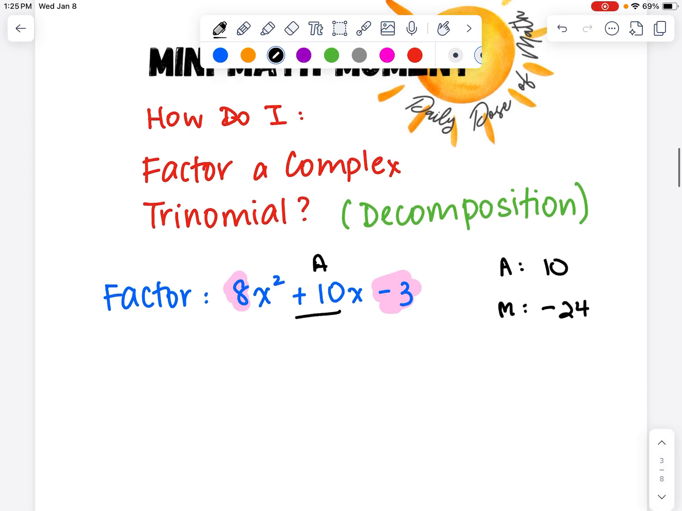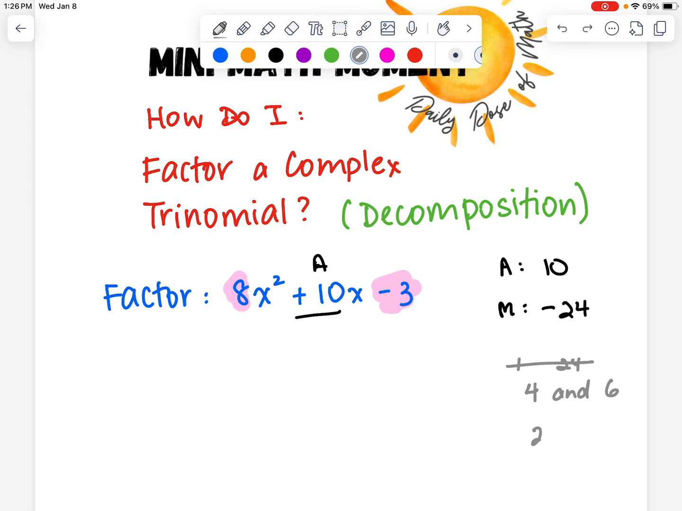So let's start working through those potential numbers. 1 and 24 is an option, but it can't add or subtract to 10. Eventually we make our way to 4 and 6, and we'll double check that. Now that does add to 10. However, it does not multiply to negative 24. So this one's not going to work. If it works for this but not that, that's not good enough.